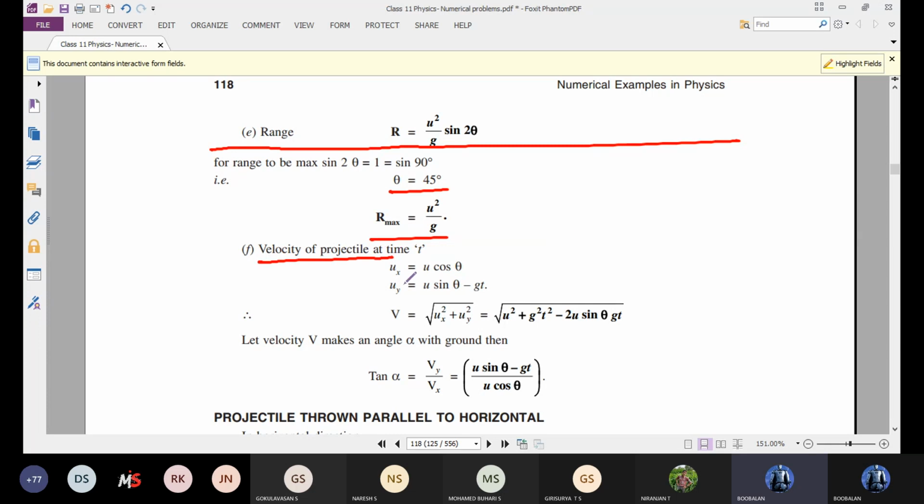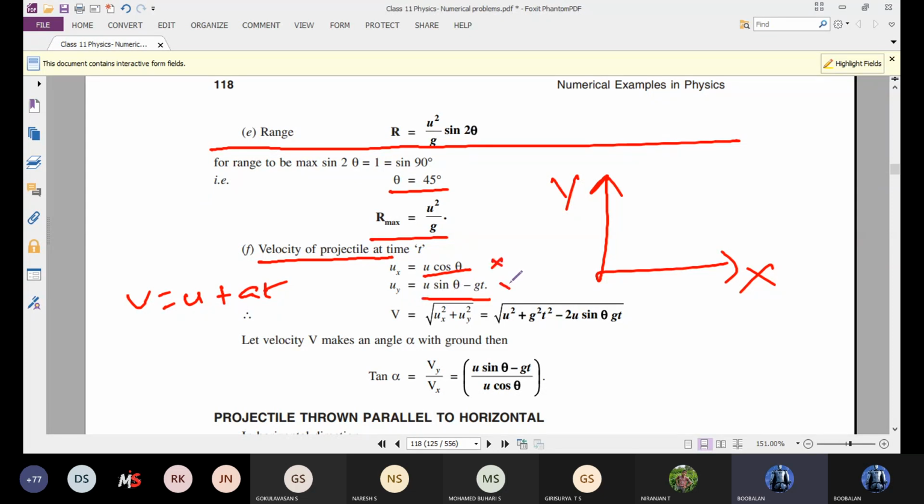Velocity has two components, the x component as well as the y component. The x component is u cos theta. The y component is u sin theta minus gt. That is from v equal to u plus at. Using this formula, the vertical component is against gravity, minus g, and the initial value u is u sin theta for the vertical component.